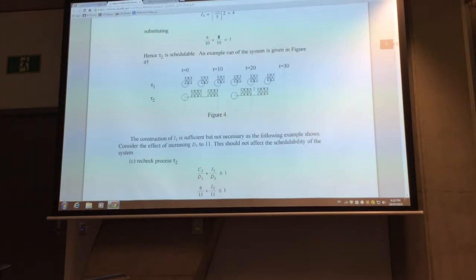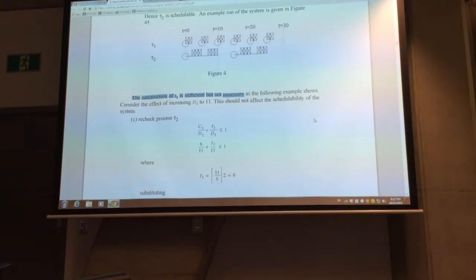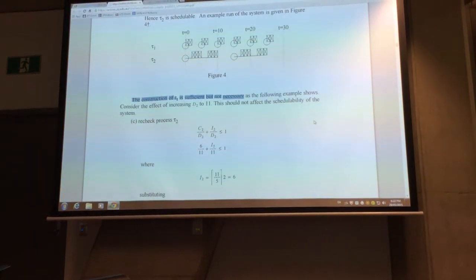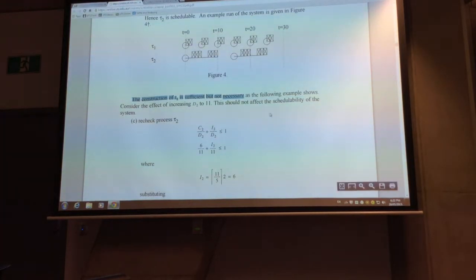Nice and easy. He's written down here, though, the construction of I2 is sufficient but not necessary. Now, where have we heard that before? Newton-Layton's theorem number 1, haven't we? Yeah, sufficient but not necessary. If we plug in the numbers and the inequality is satisfied, good. If we plug in the numbers and the inequality is not satisfied, it doesn't necessarily mean bad. He's written here, the following example shows that.